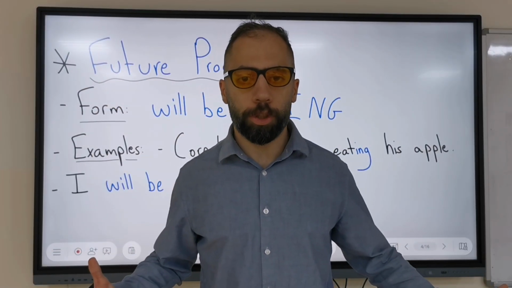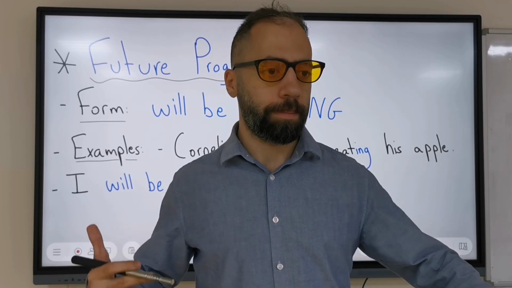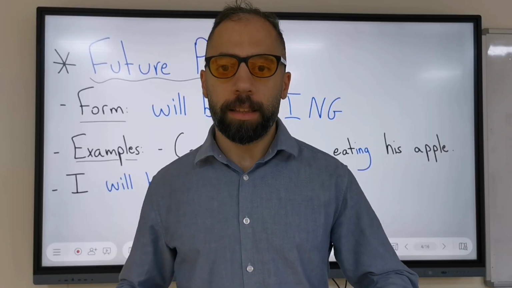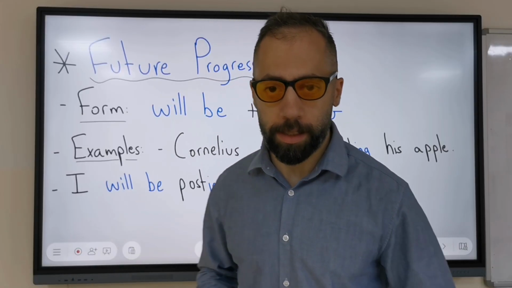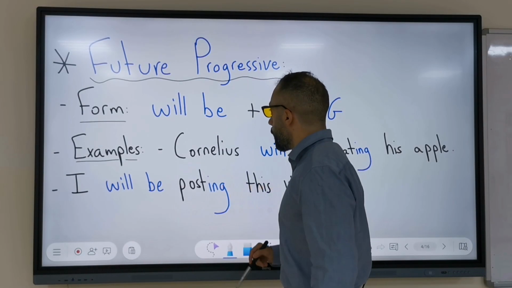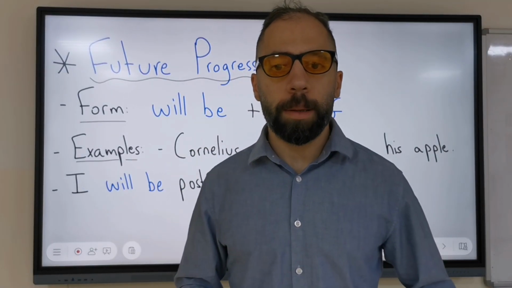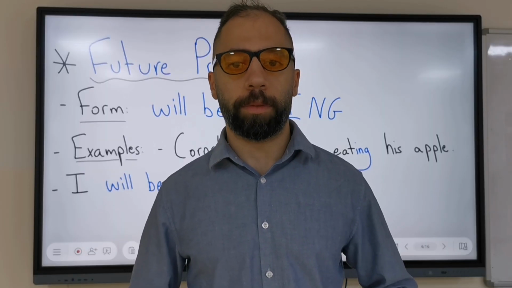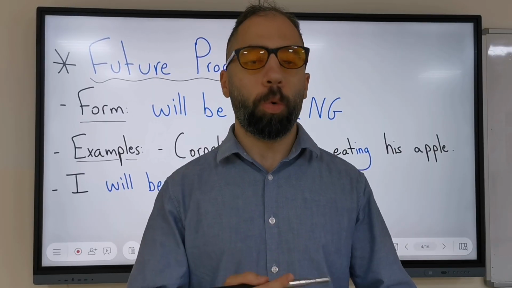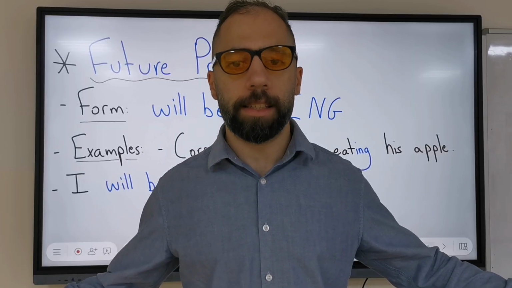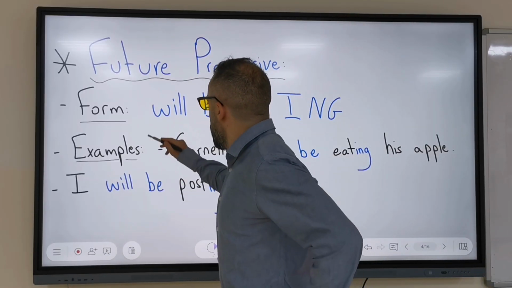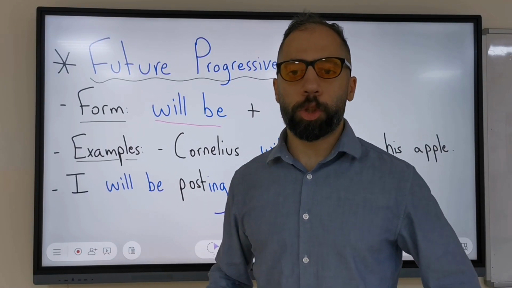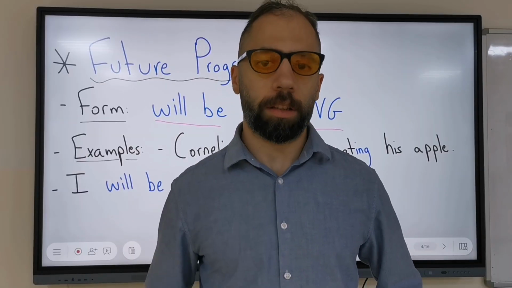Now, of course, I will use the future progressive to talk about actions which I will do in the future. Crazy, right? That's how simple it is. Now let's look at the form of the future progressive. I will use the same form for any future progressive sentence, for any future progressive example. And the form is will be plus ing. As easy as that, as simple as that, okay guys? Will be plus ing. So I will use will be with any kind of subject.